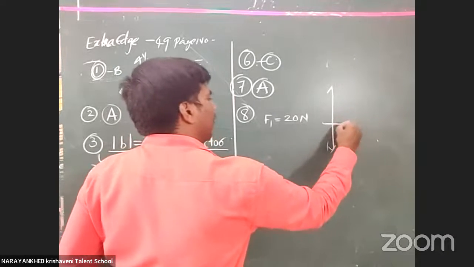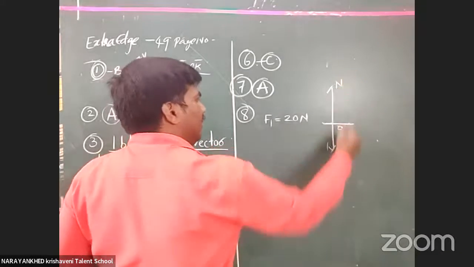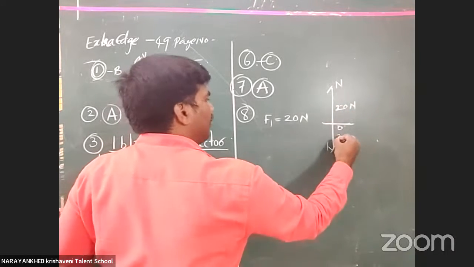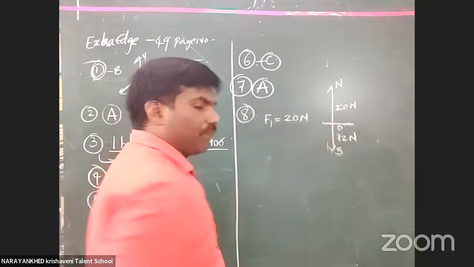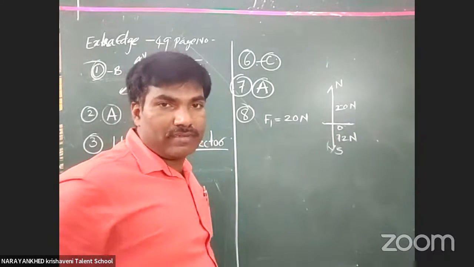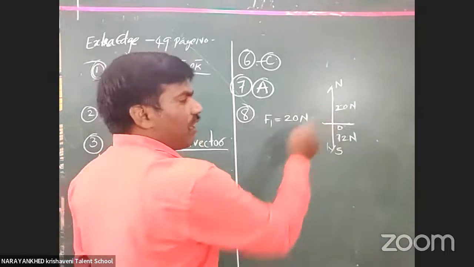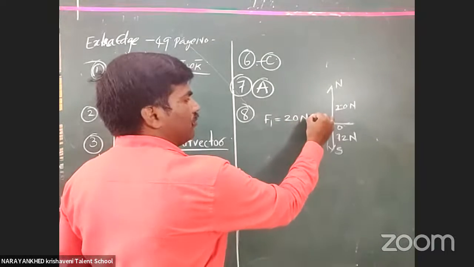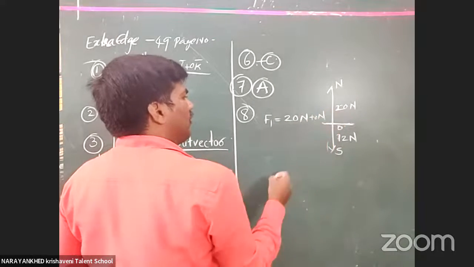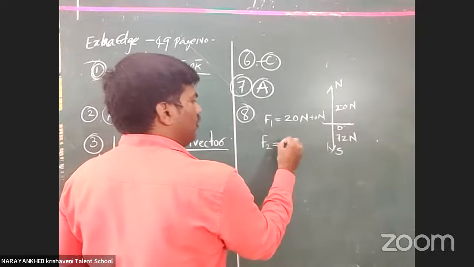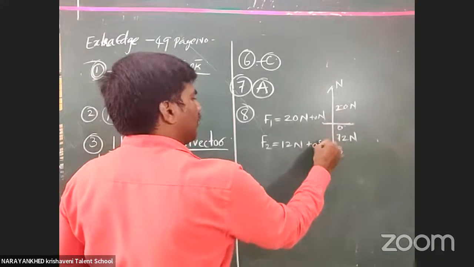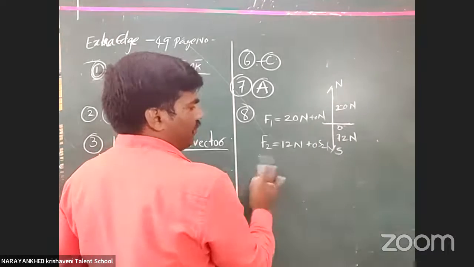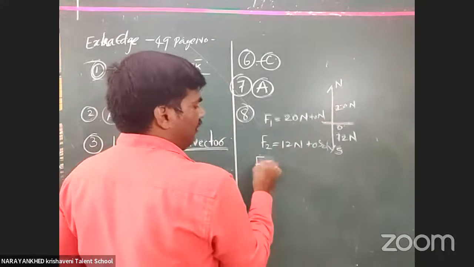I have taken this as the origin. This is the north side, this is the south side. One side contains 20 Newtons and the other contains only 12 Newtons. What is the resultant of these two? These two are opposite vectors. First I take F1 is equal to 20 Newton towards north only. Now F2 is equal to 12 Newtons towards south only. The directions are opposite, F1 is opposite to F2.